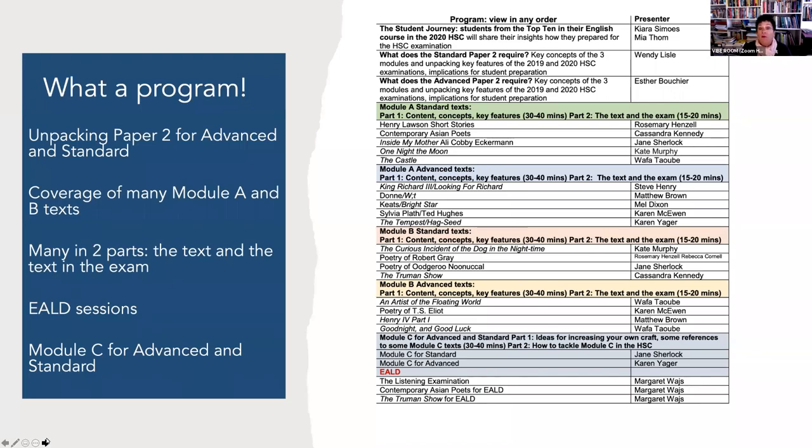We're covering many of the texts for Advanced and Standard in Module A and B. And many of the texts are covered in two parts. The first part is looking at the text and its ideas, and the second part is looking at how you can explore that particular text in the exam, for the exam preparation. We even have some sessions for EALD students, in particular the listening one, which of course is for every EALD student. And we have Module C, the craft of writing, which we know is one of the areas of challenge, but one of the areas of delight as well for Advanced and Standard students.